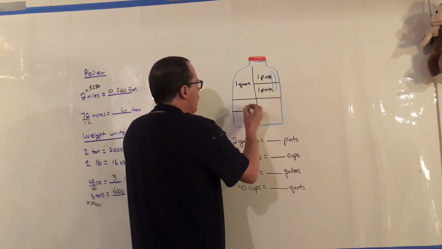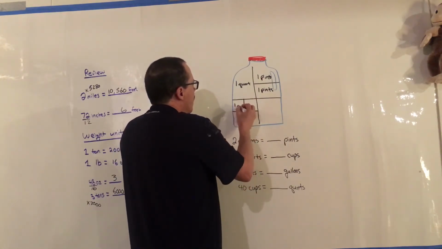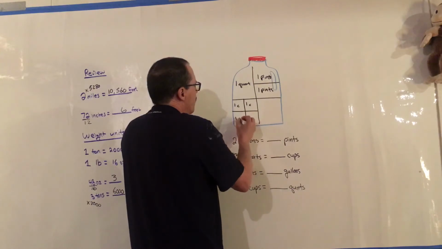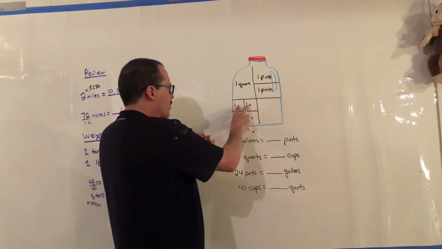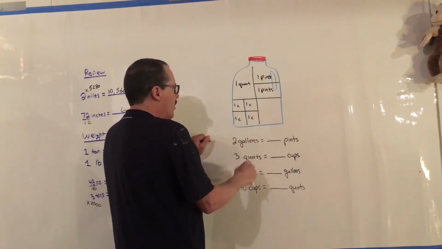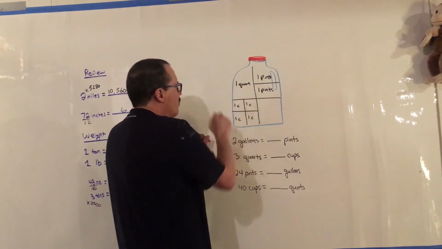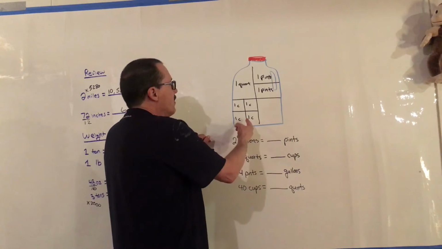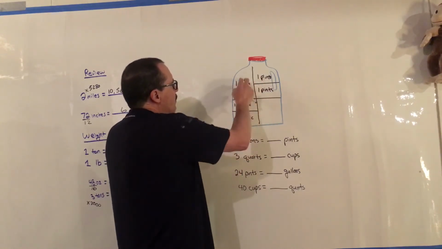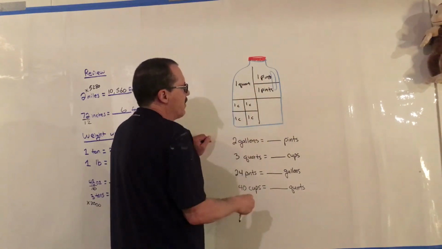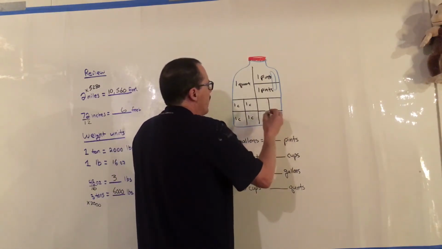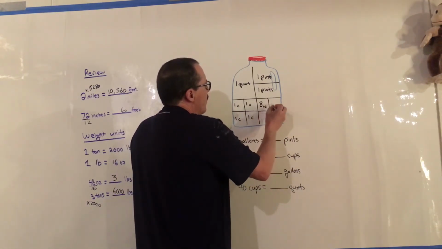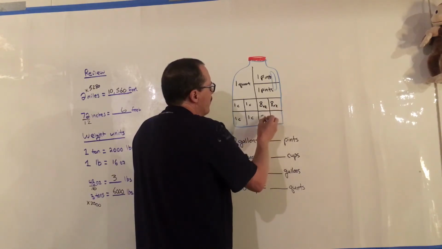I'm going to go down here, and we're going to cut this into cups. 1 cup, 1 cup, 1 cup, 1 cup. That tells me a couple of things, that 2 cups make a pint. It also tells me that 4 cups is equal to a quart. It also tells me that 4, 4, 4, and 4 is 16 cups in a gallon. So you can use this picture over and over again. Last thing we're going to write down is that each cup is worth 8 ounces.